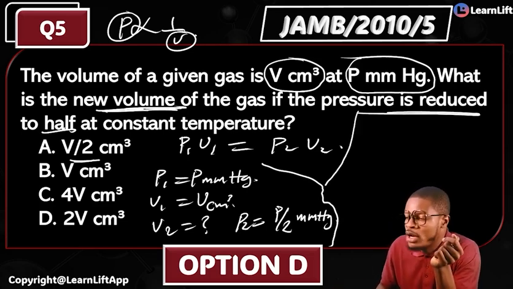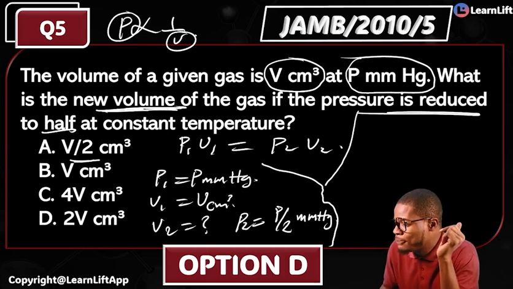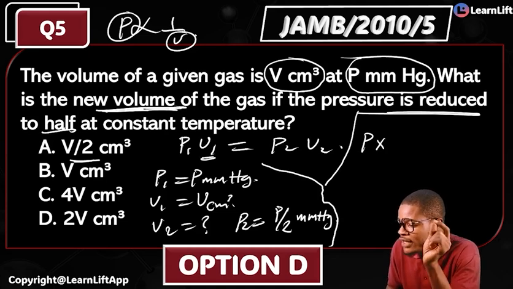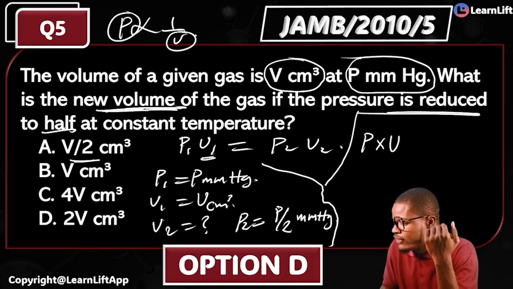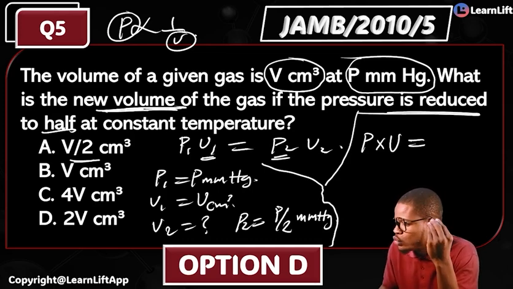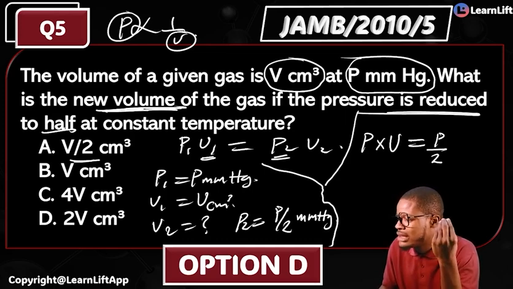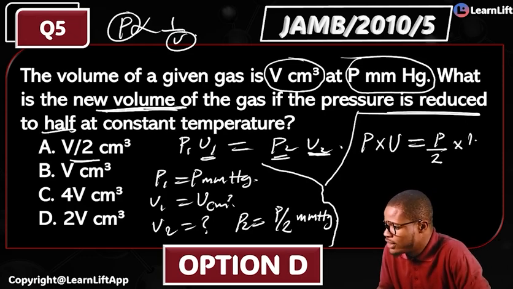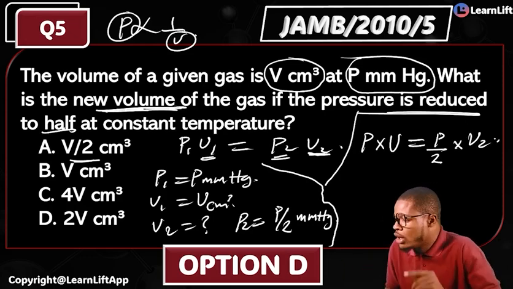Now, apply your Boyle's law there. What's your P1? P1 is P millimeter mercury. That's your P, right? Times V1. V1 is V. Forget their unit first. V is equal to P2. P2 is P over 2, times my V2. I don't know the value of V2. That's what we're solving.